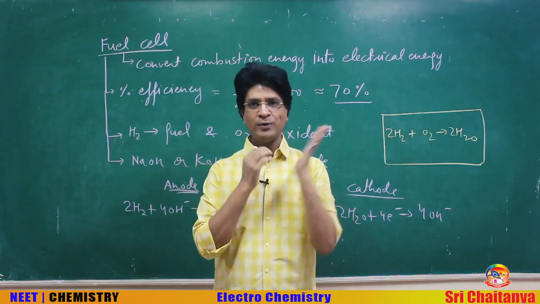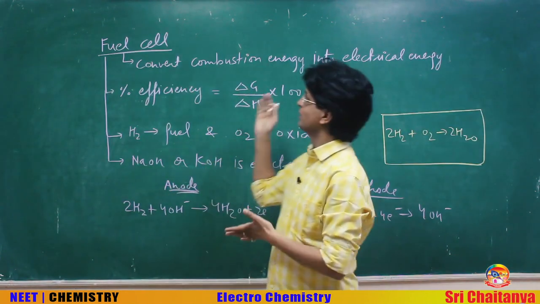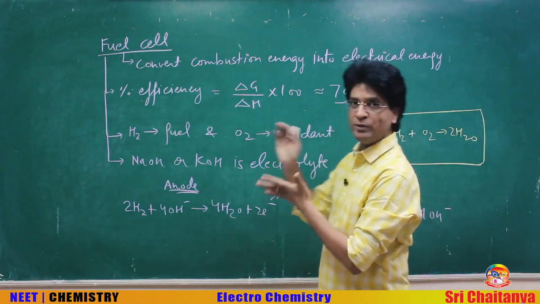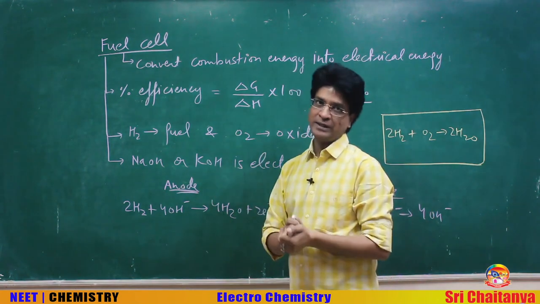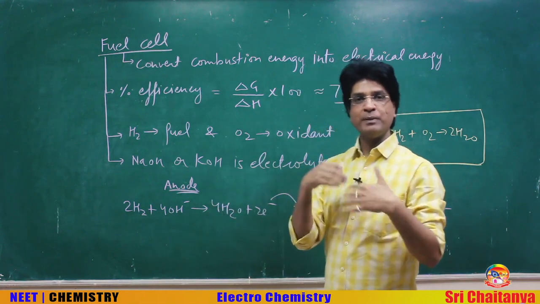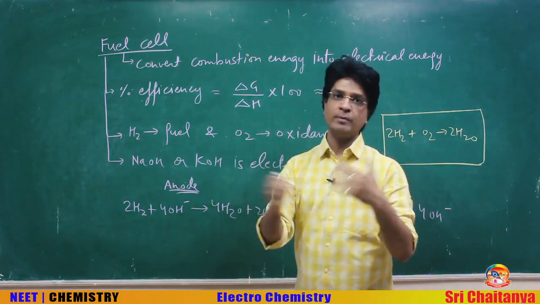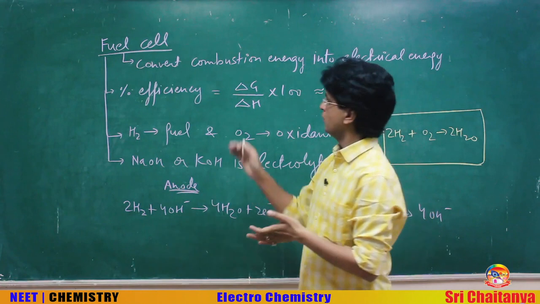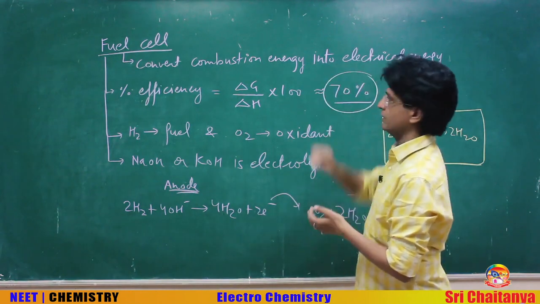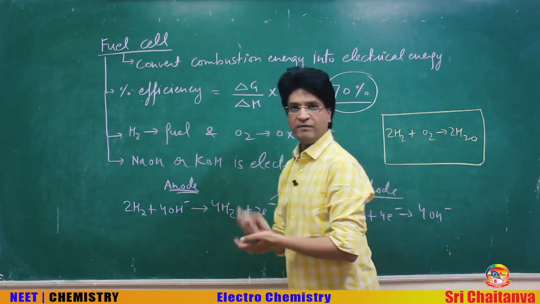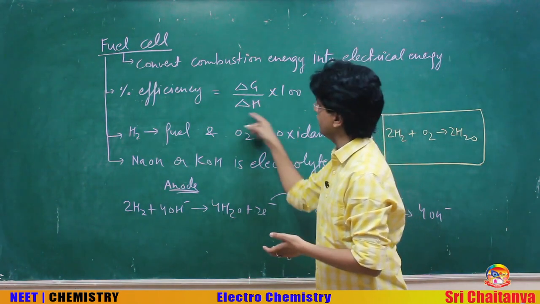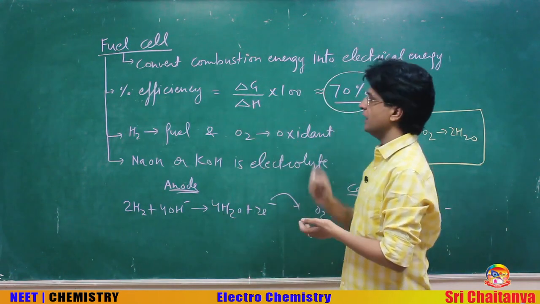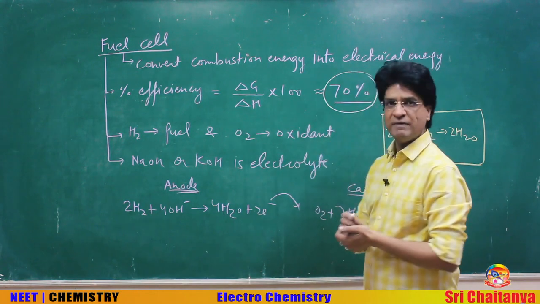Okay students, now let us study the fuel cell. A fuel cell is a cell which converts combustion energy directly into electrical energy, and its percentage efficiency is the most among all kinds of cells. It is almost 70%. To calculate percentage efficiency, you take delta G, the useful energy, upon the total energy given, into 100. You will get the efficiency, which is normally around 70%.